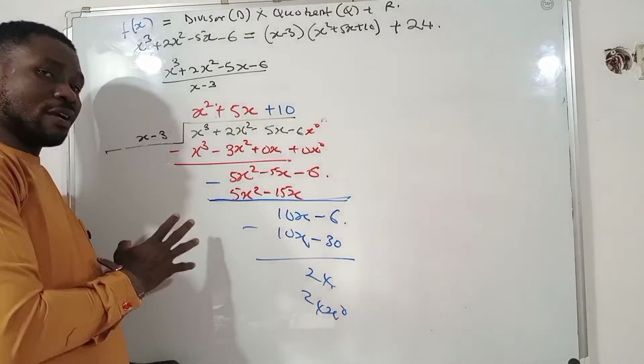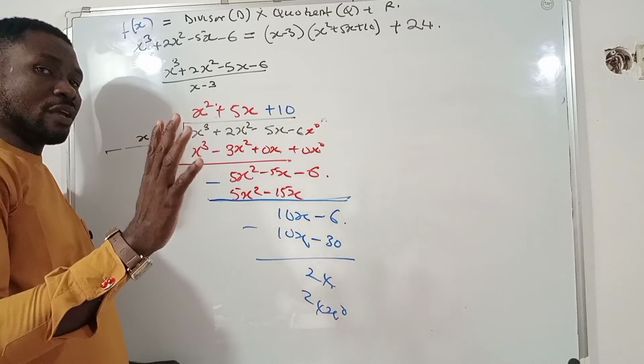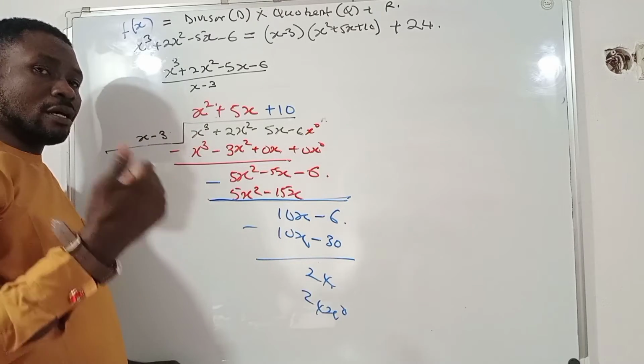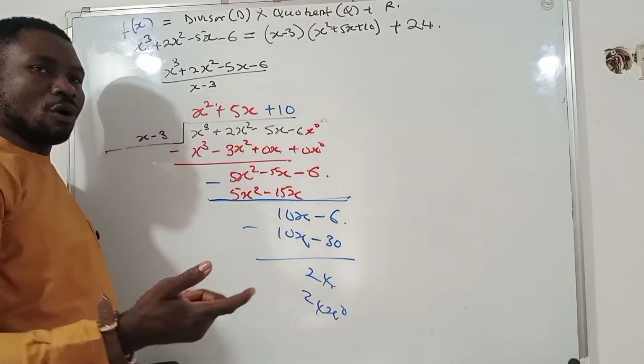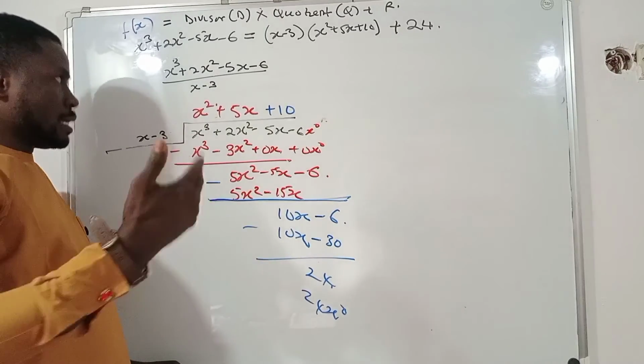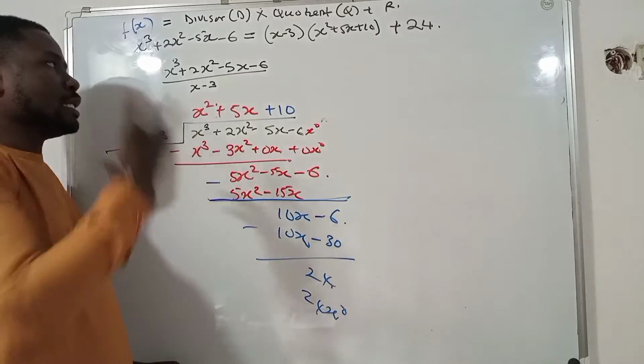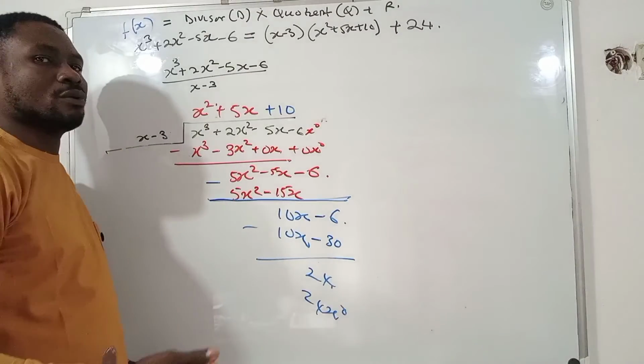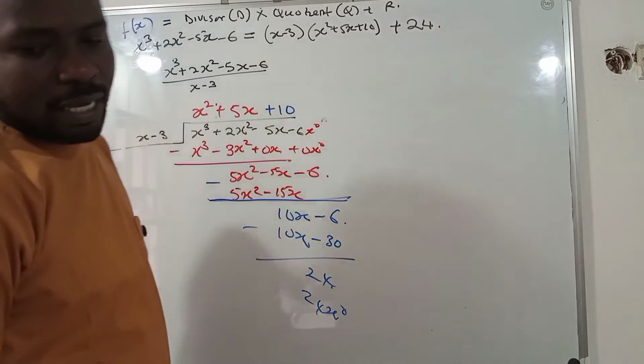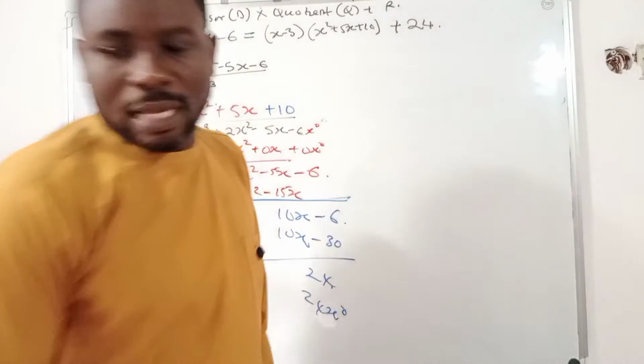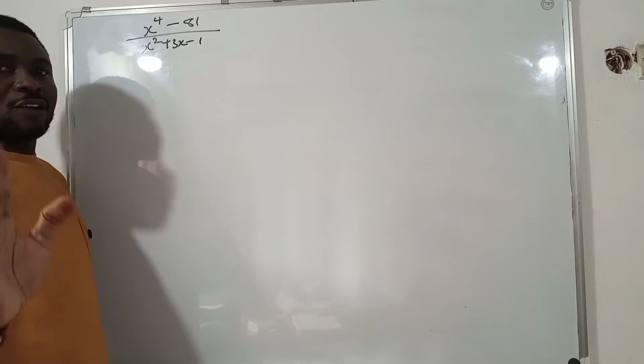But if it's an objective exam, the examiner may be specific. Either he is interested in the remainder or he is interested in what? The quotient. Already, the examiner must have given you what? The dividend as well as what? The divisor. Now, supposing we have another example. Let's take another example.